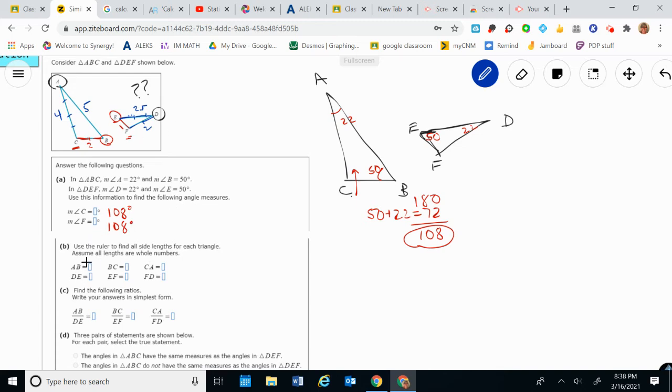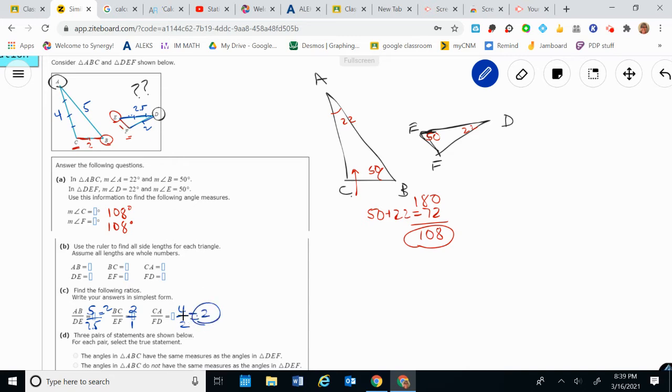And then what you would do is you'd get the angles by measuring, get the side lengths, okay? And you'd put them all in here. And then you're going to find the ratios, AB to DE, okay? AB is 5, DE 2.5, and that would be 2. BC 2 to EF 1, that would be 2. CA would be 4 over 2, FD 2 equals 2.